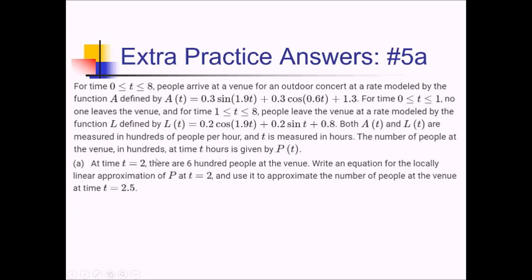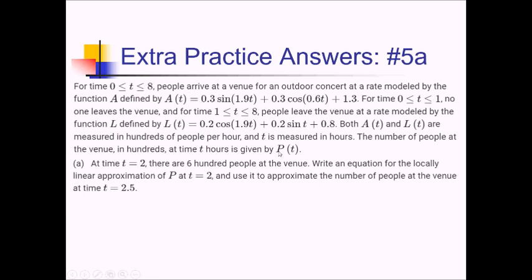Okay, so first part here. At time 2, there are 600 people in the venue. They want us to write an equation for the locally linear approximation of P at time 2. So they basically want us to write P(t) is approximately equal to, and then they want some kind of tangent line setup. And then they want us to use that tangent line setup to approximate how many people there are at time 2.5.